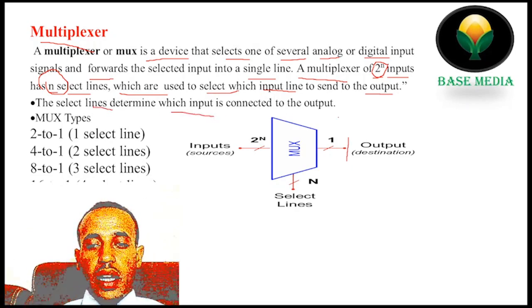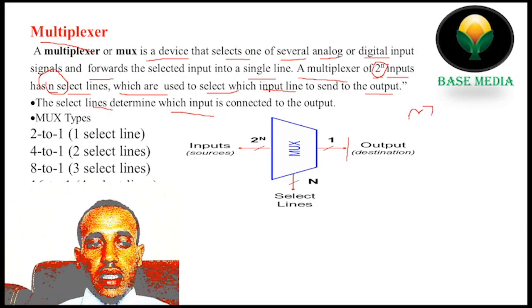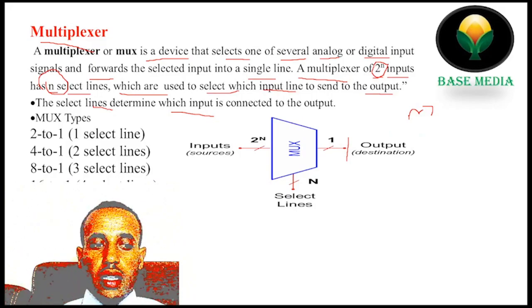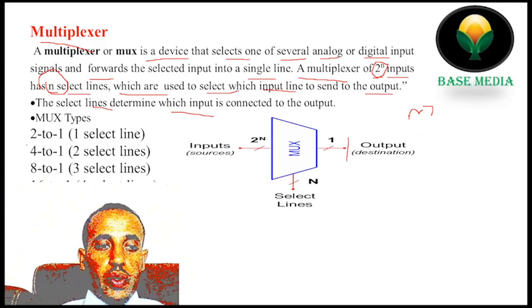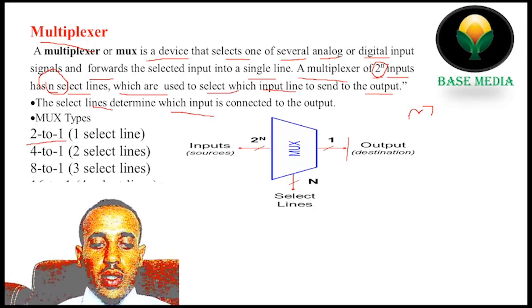ስለዚህ selected line ወይም ደግሞ n ብለን የምንጠራው ደግሞ ምንን ያመለክተናል? It is the selected lines, or a line, to determine the connection of the input and the output. For example, if we have 2 to 1, if we have two inputs and one output, this means 2 to the power of 1, and n will be 1.